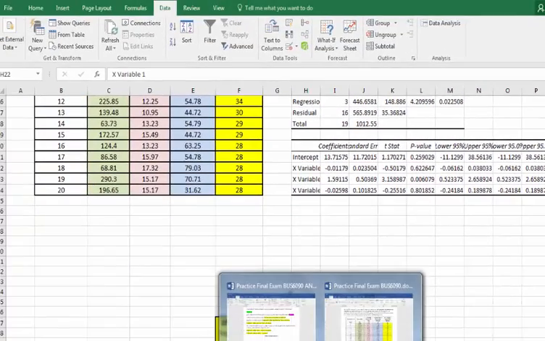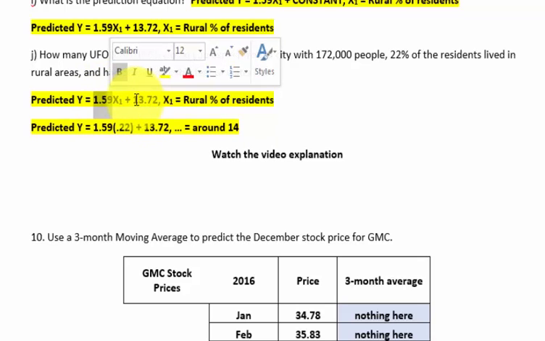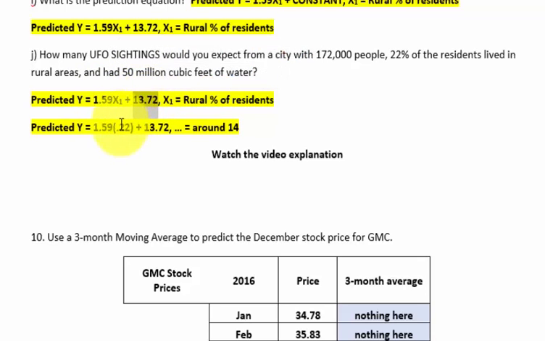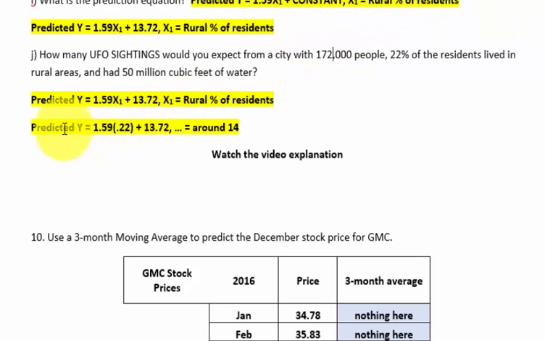Let's get back to the answer sheet. So your predicted equation is simply going to be the coefficient for rural, which was 1.59, plus the intercept value. Okay? So the last question is, if we have a population of 172,000 people, which doesn't make a difference. That's why this number is not in the final prediction equation. 22% of the residents is, because that's the rural thing. That's the only thing that's significant. So that's the value we put in here.